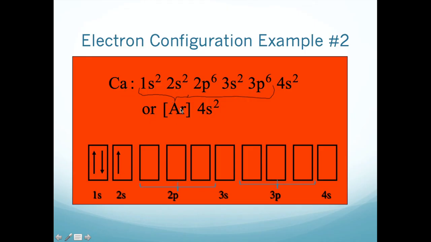And again, if you want to fill out your 20 electrons using arrows to make an orbital diagram, all of these orbitals are going to be full, so you just put all 20 arrows into these orbitals.